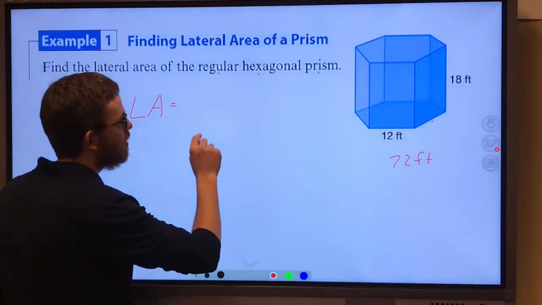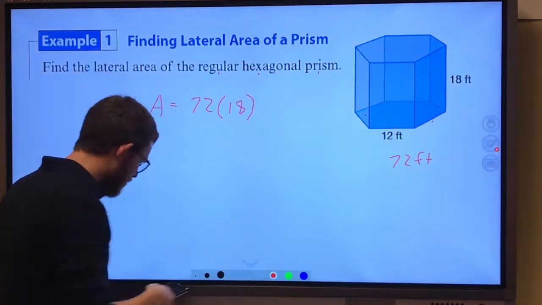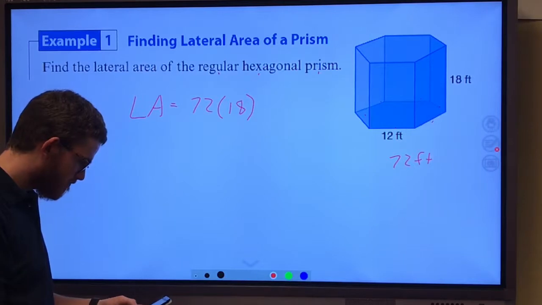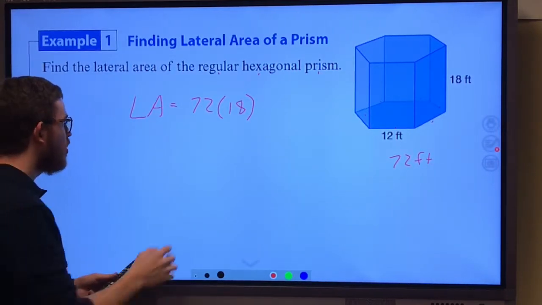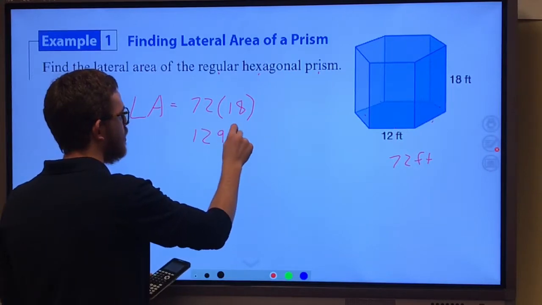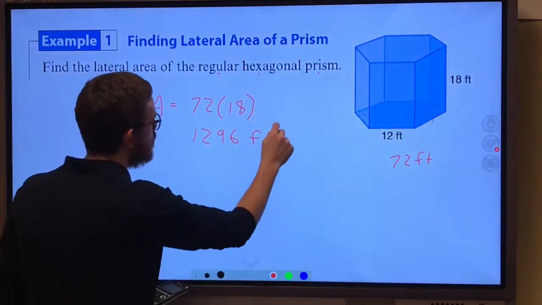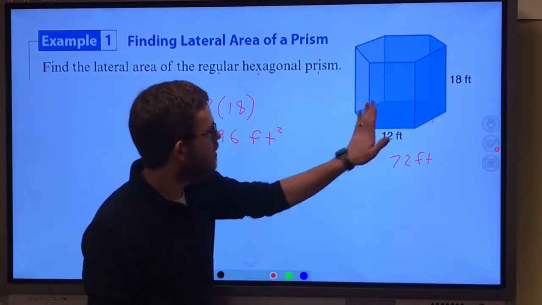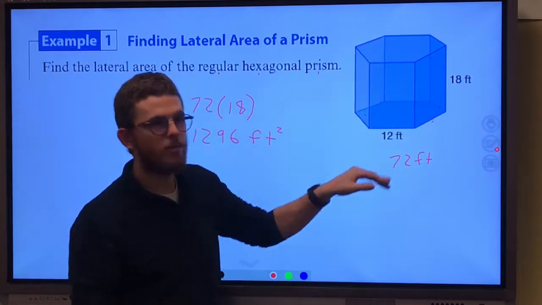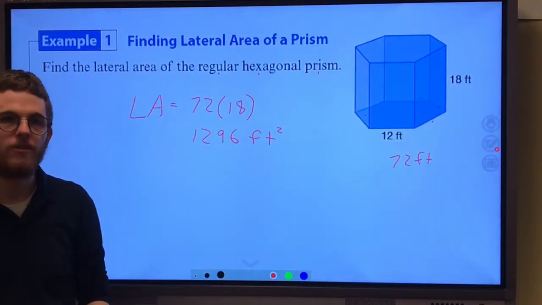Well, to find the lateral area, I abbreviate lateral area as LA, not Los Angeles. Lateral area is the perimeter of the base times the height. 72 times 18, 1296 square feet. We just found lateral area, not counting the area of the bases. We were just finding the area of all the lateral faces.